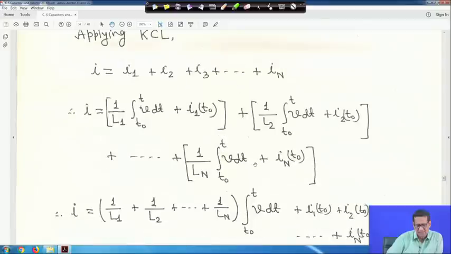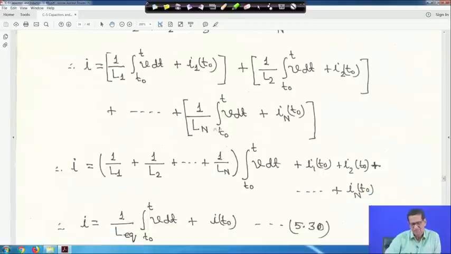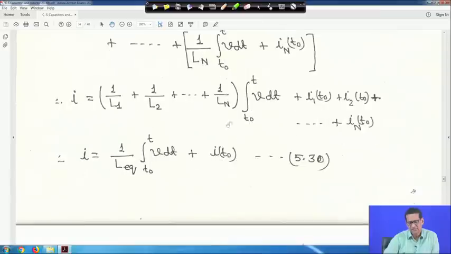We know that I1 is equal to 1 upon L1 integral from t0 to t of v dt plus I1(t0), that is the initial inductor current, just like the capacitor. Plus 1 upon L2 integral from t0 to t of v dt plus I2(t0), and up to 1 upon Ln integral from t0 to t of v dt plus In(t0). Now collect all the terms multiplied by the integral of v dt: it is 1 upon L1 plus 1 upon L2 plus up to 1 upon Ln, into the integral from t0 to t of v dt, plus I1(t0) plus I2(t0) up to In(t0).